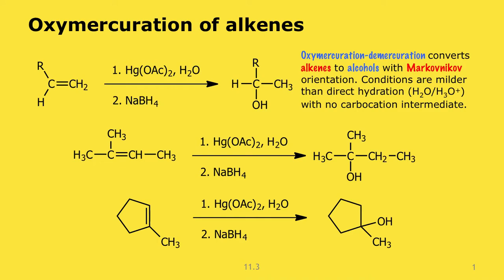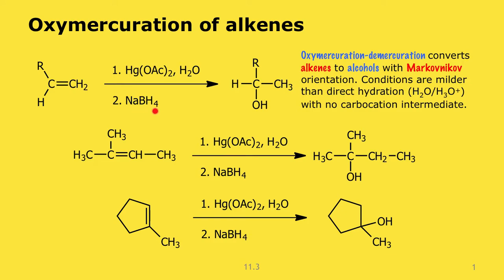Oxymercuration of alkenes and the demercuration of these compounds as a way of synthesizing alcohols is another type of electrophilic addition that we're going to look at. The overall process is actually two separate reactions. First, an alkene is reacted with a mercury salt, most commonly a mercury acetate. This is a mercury in a +2 oxidation state.